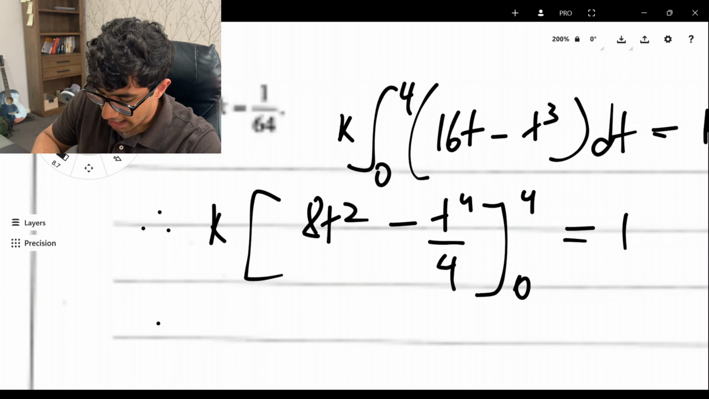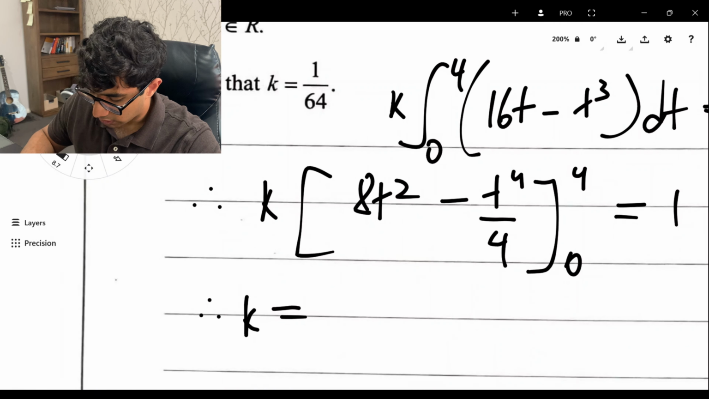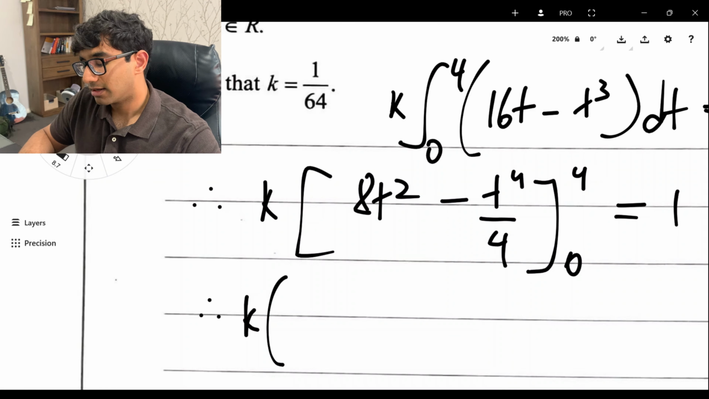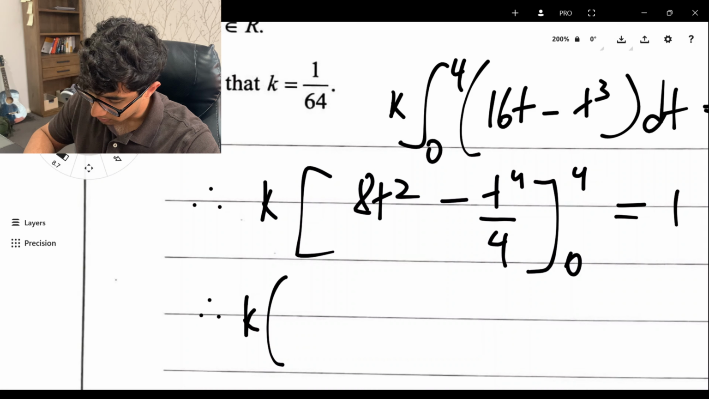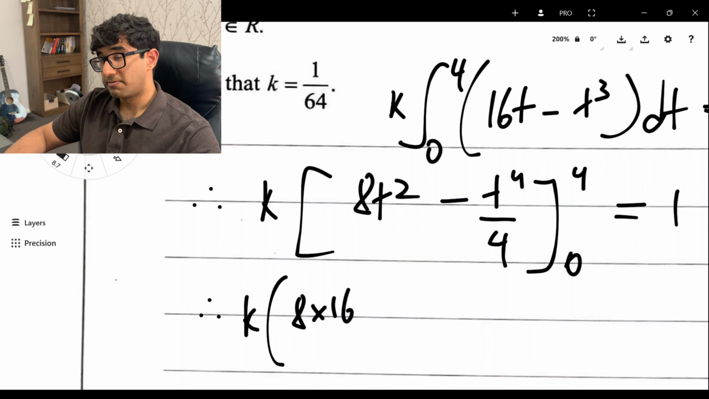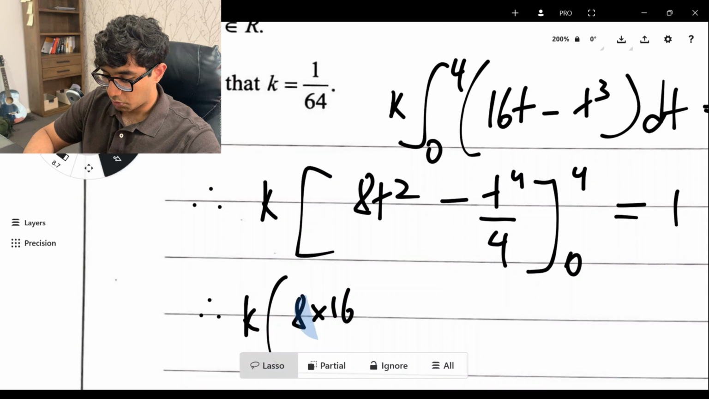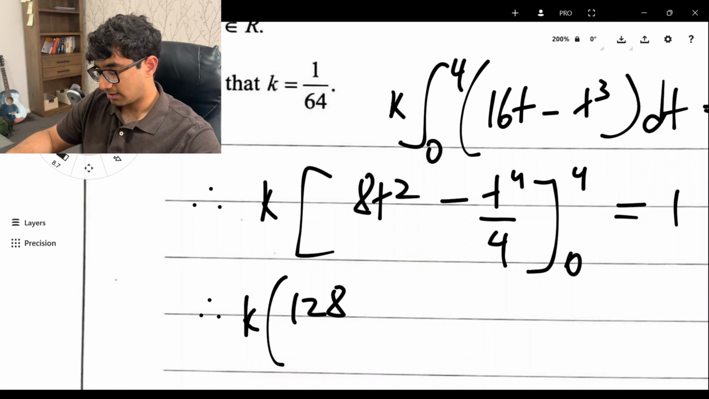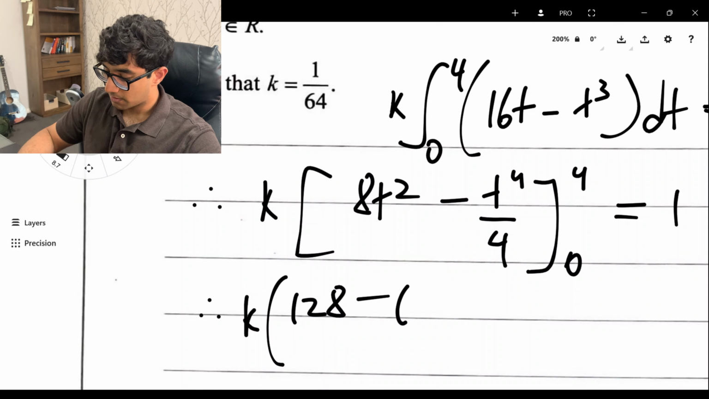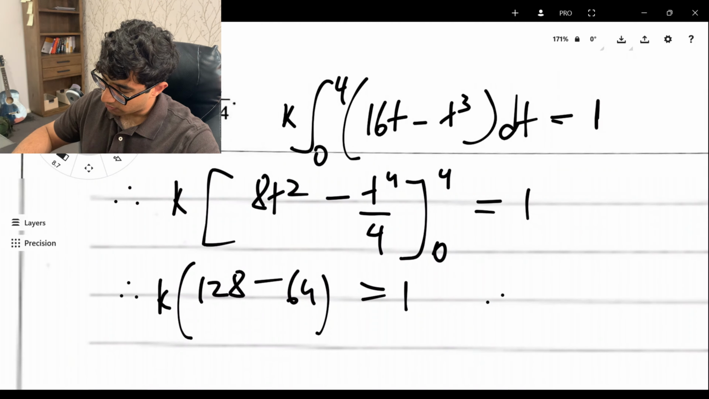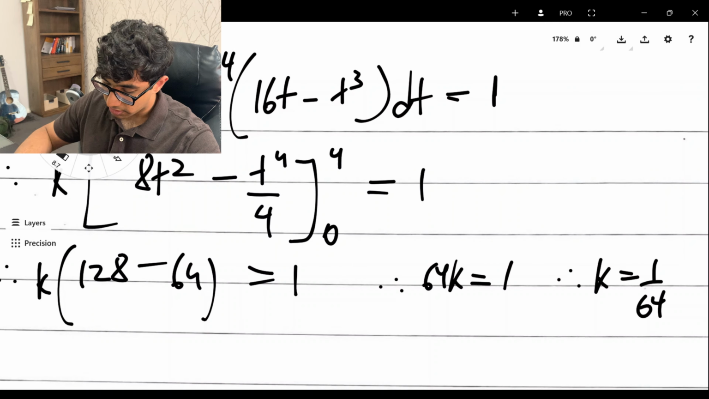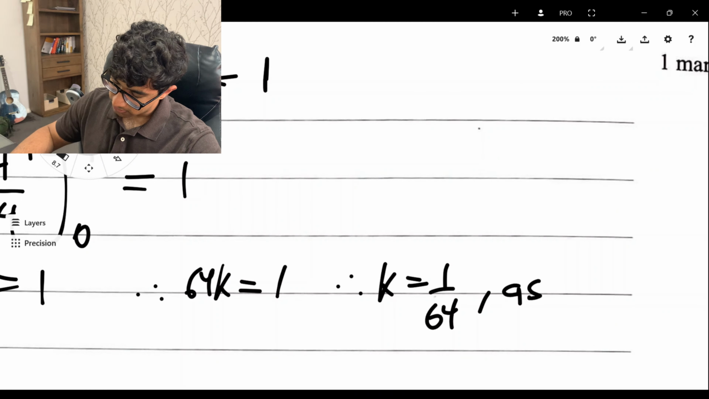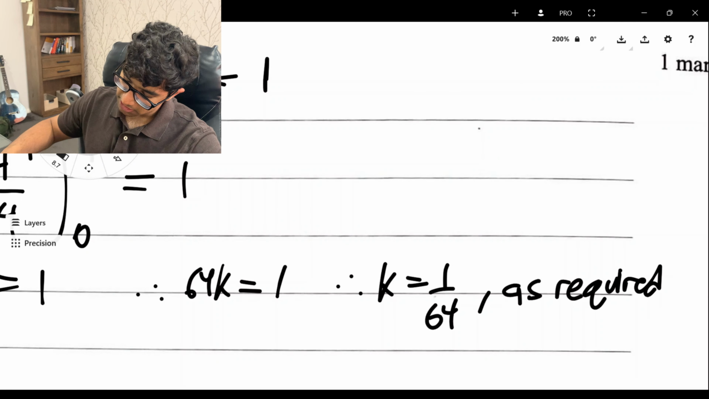Therefore k times 8 times 4 squared, so 8 times 16, which is 128, minus t to the power of 4 divided by 4, so 4 to the power of 3, which is 64, equaling 1. Therefore 64k is equal to 1, therefore k is equal to 1 over 64 as required. Simple enough.